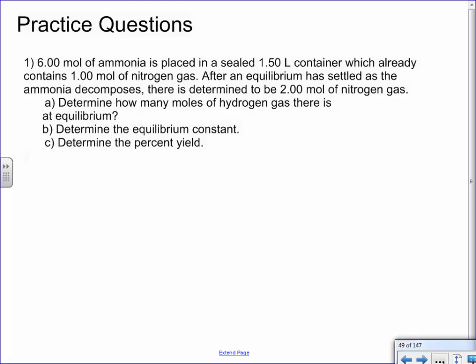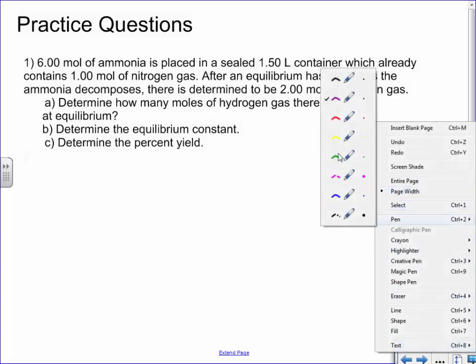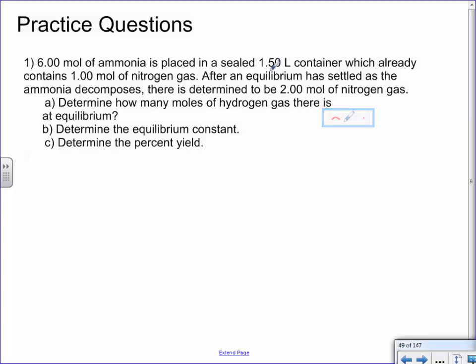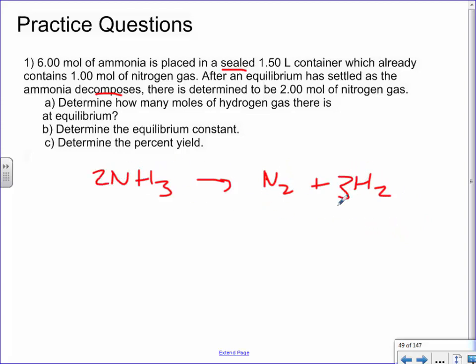Oh wait, why don't we get started on this question because you guys are starting to beat me to this. We are going to take some ammonia. So ammonia is NH3. We're going to throw it in a sealed container. Sealed's important because it's got to be closed. And it already contains some nitrogen gas. What it looks like, though, is that ammonia is going to decompose. So we've learned this reaction back in grade 10. Ammonia decomposes into N2 and H2. And the equation would be, let's see, you need to put a 2 here and a 3 here.